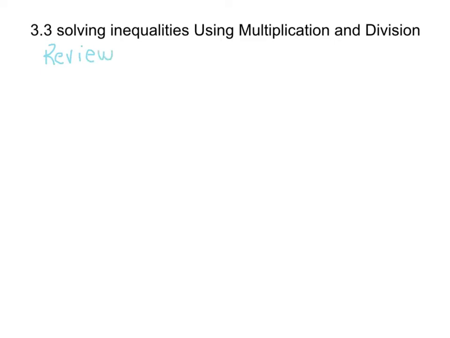Alright, so let's start with x divided by 2 equals 9. What I want to do is undo divided by 2, so I'm going to multiply both sides by 2. 2 divided by 2 is 1. 1x is equal to, simplify, 18. Alright, let's try another one.